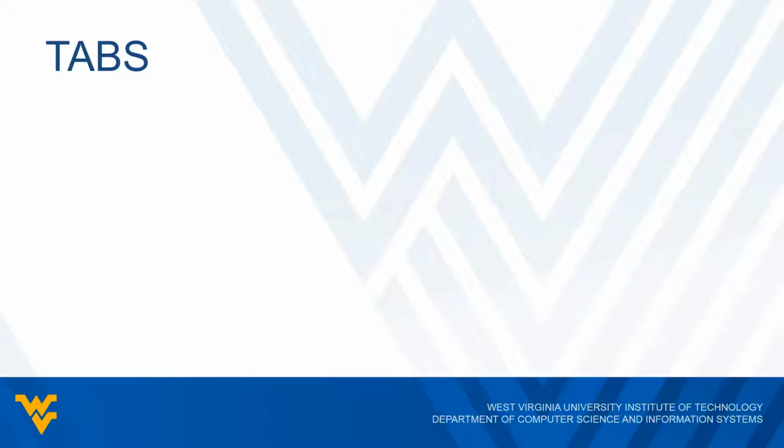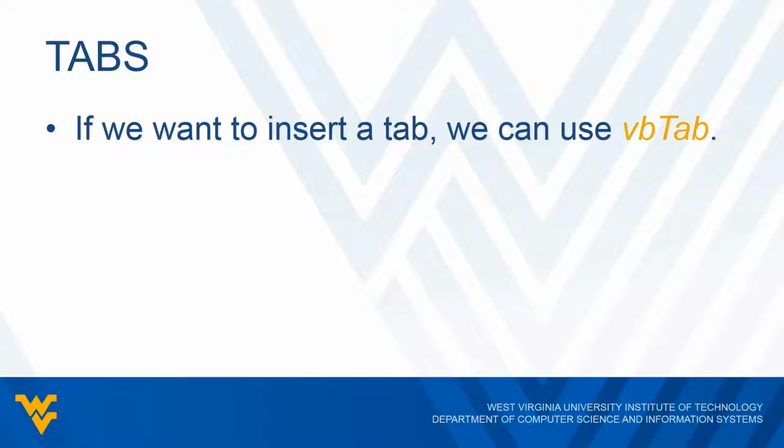Now, how do we handle tabs in Visual Basic? It's pretty simple. There is a keyword, just like there's a keyword for the new line character. So if we want to insert a tab, we would use vbTab with the T capitalized. So let me give you an example of how this works.